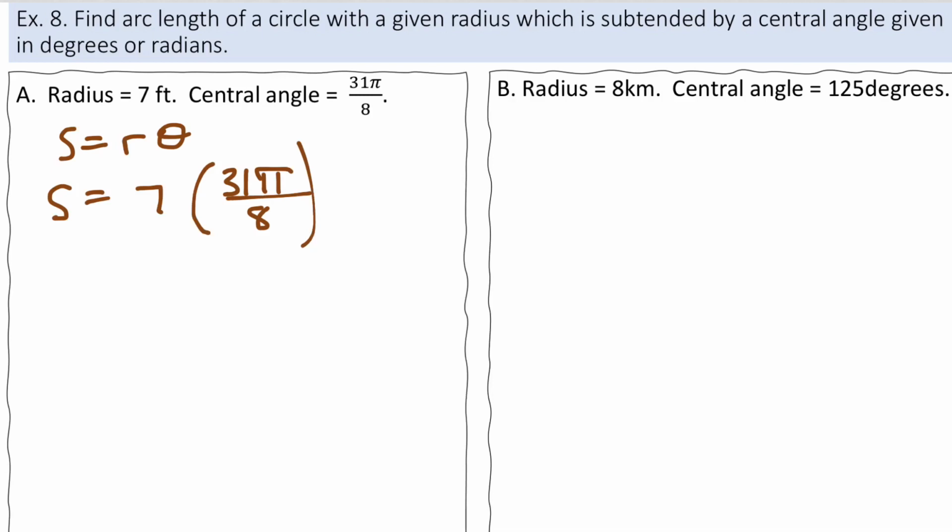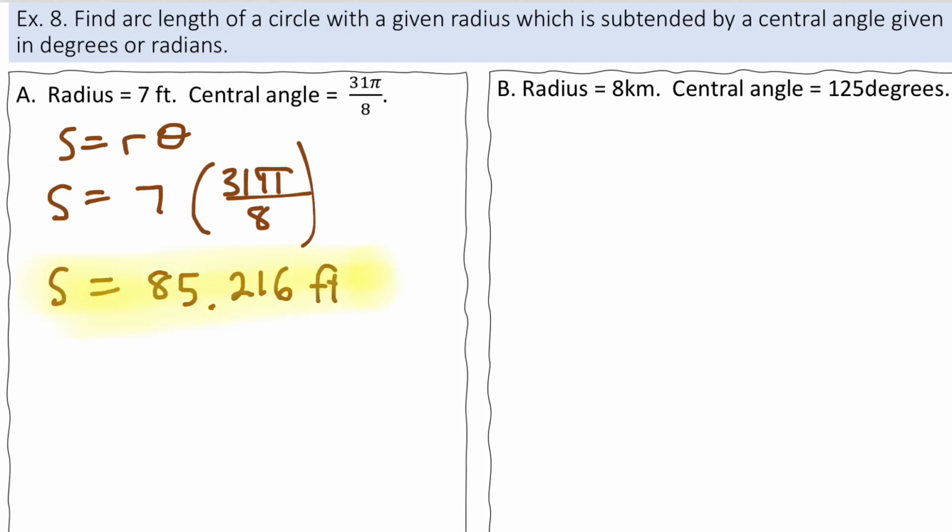So I'm going to get a decimal number out here. So 7 times 31 times pi divided by 8. If I plug those numbers into my calculator, I'm going to get 85.216, and the units will be feet. So arc length is a linear unit, like feet, miles, inches, that sort of thing. So my arc is that long.